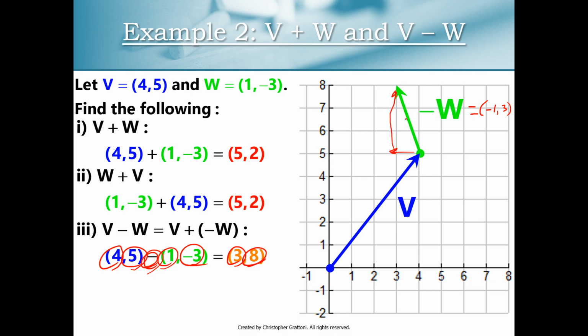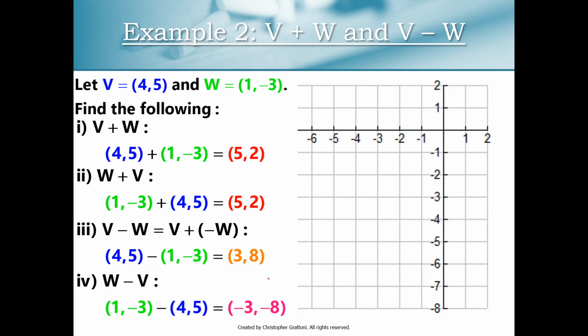And that'll get us to negative w. And then v minus w is the same thing as v plus negative w. We just connect the origin to the tip of negative w, and there it is. And if you were to count that out, you would see that it's right by 3 units and up by 8 units, a change in x, a change in y.